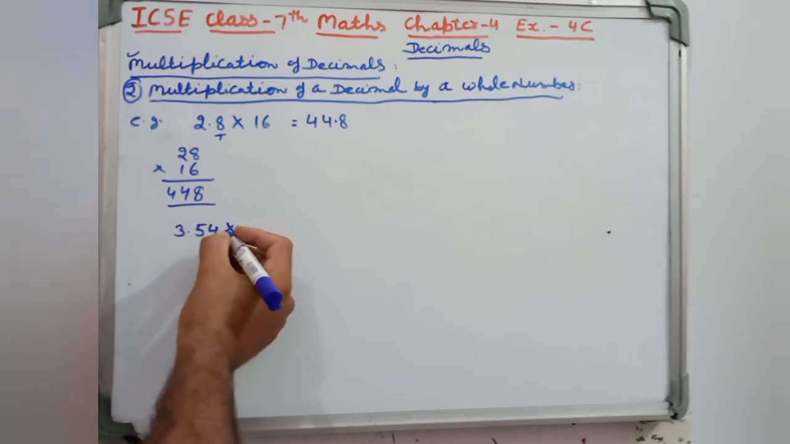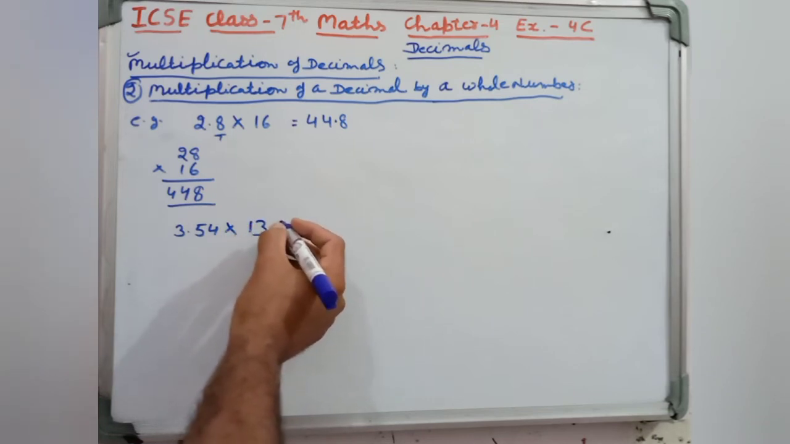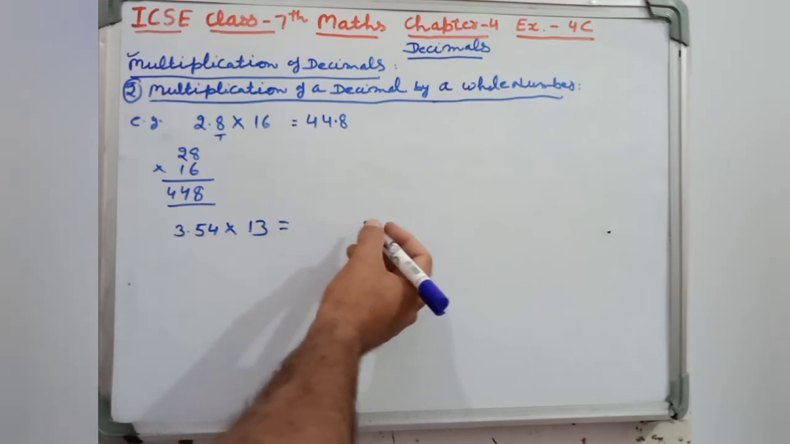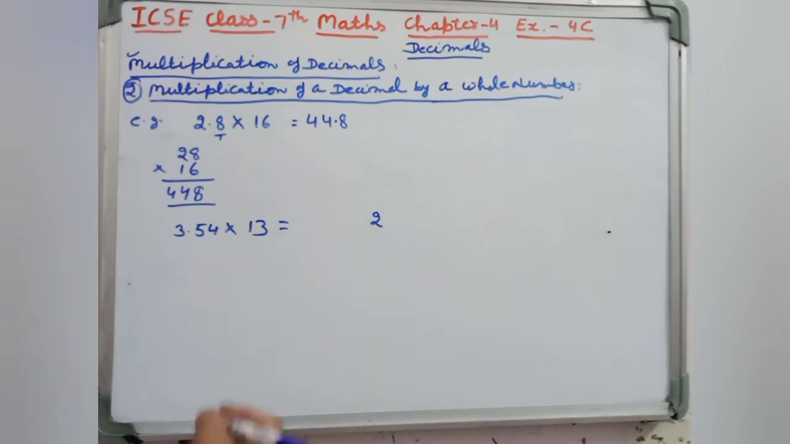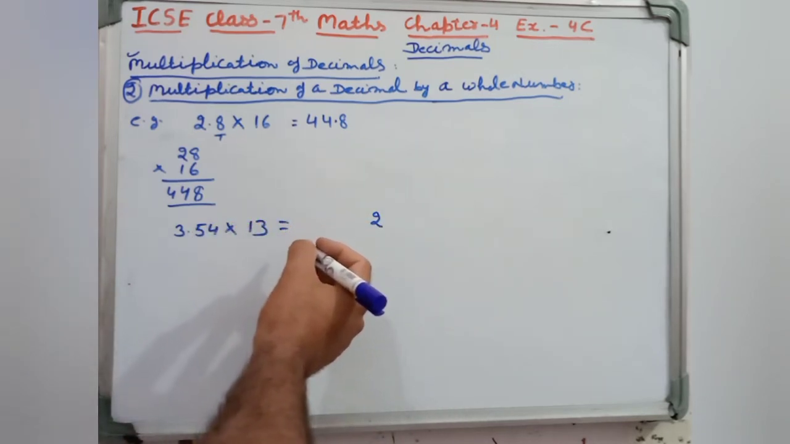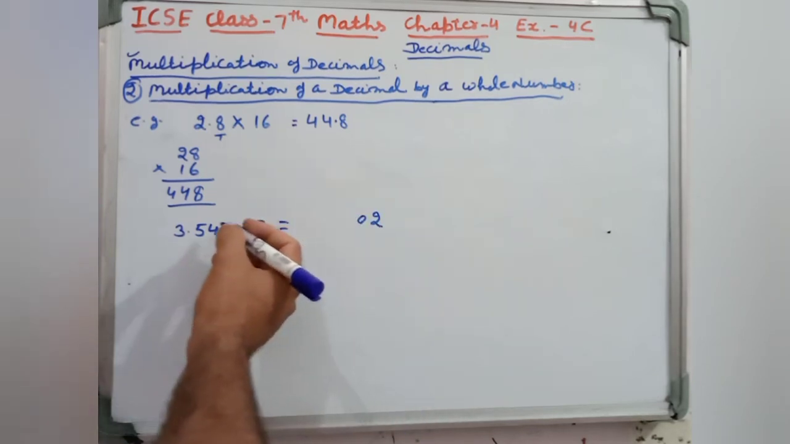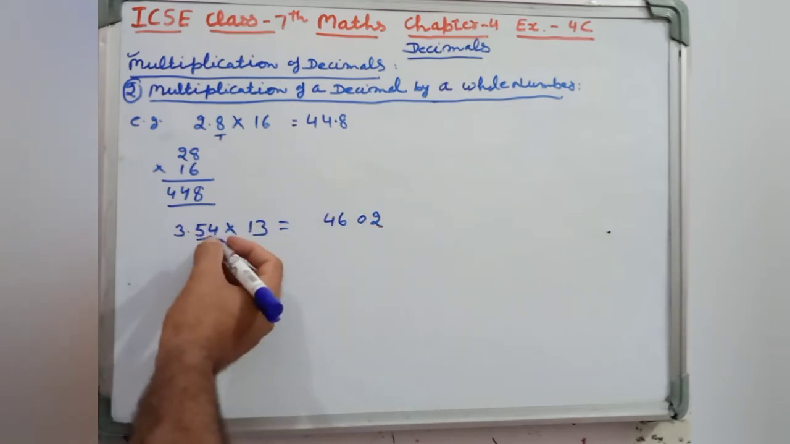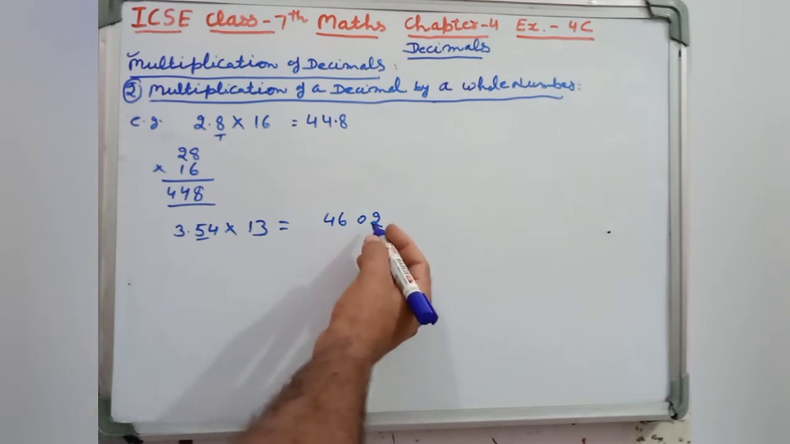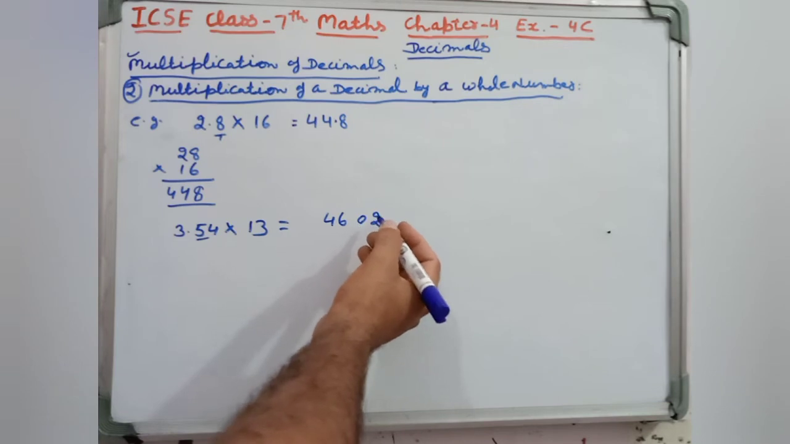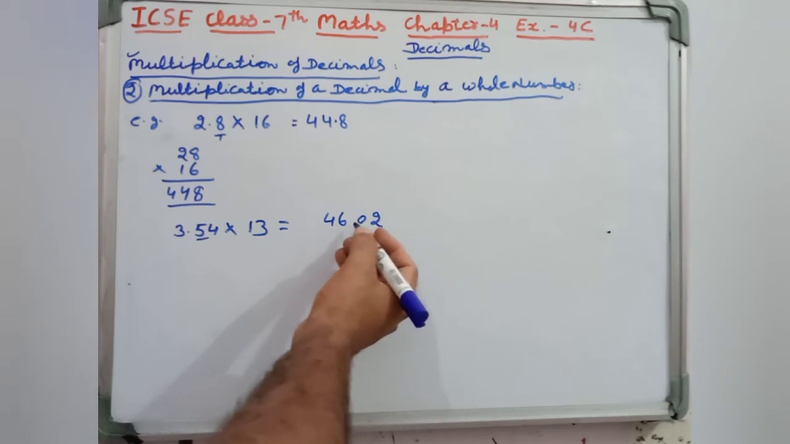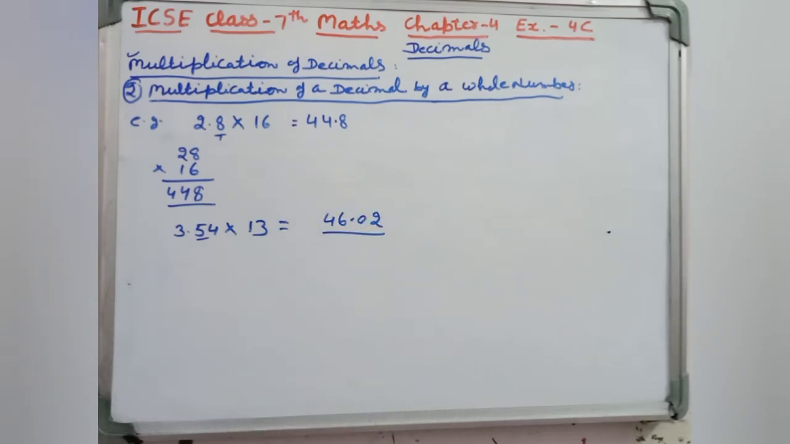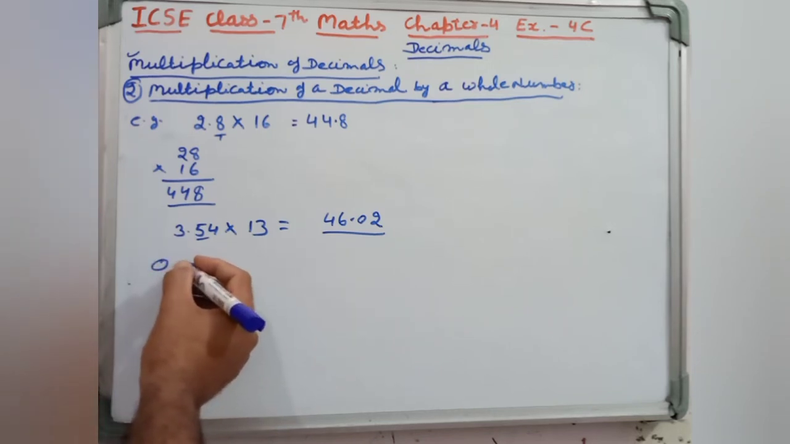3.54, you have to multiply it with 13. So if you are familiar with tables, you have learned tables well, you can do it directly. 13 4s are 52, 13 5s are 65 plus 5 is 70, 0 and carry 7, 13 3s are 39 plus 7 is 46. Now here are two decimal places. We will put our decimal in our answer after two places from right to left. 1, 2. Here our decimal. This is our answer.